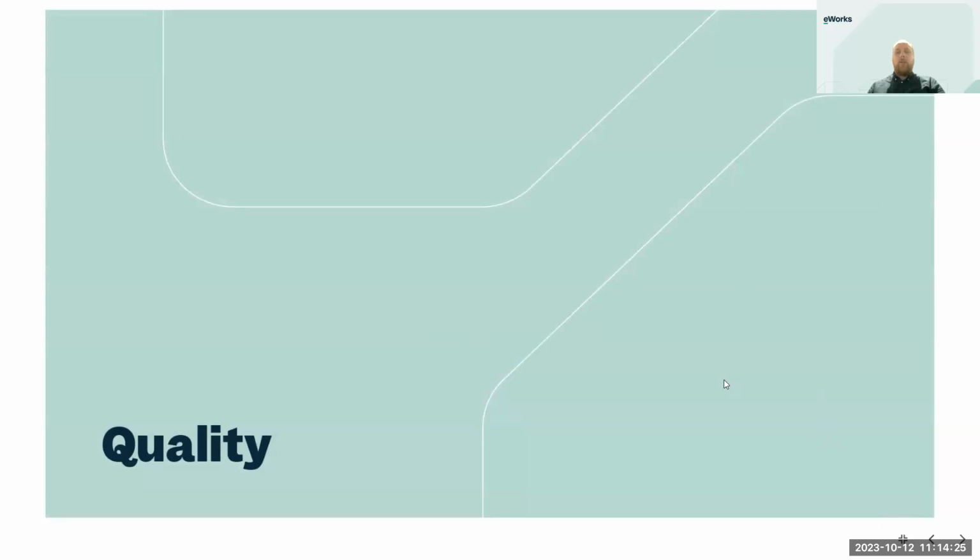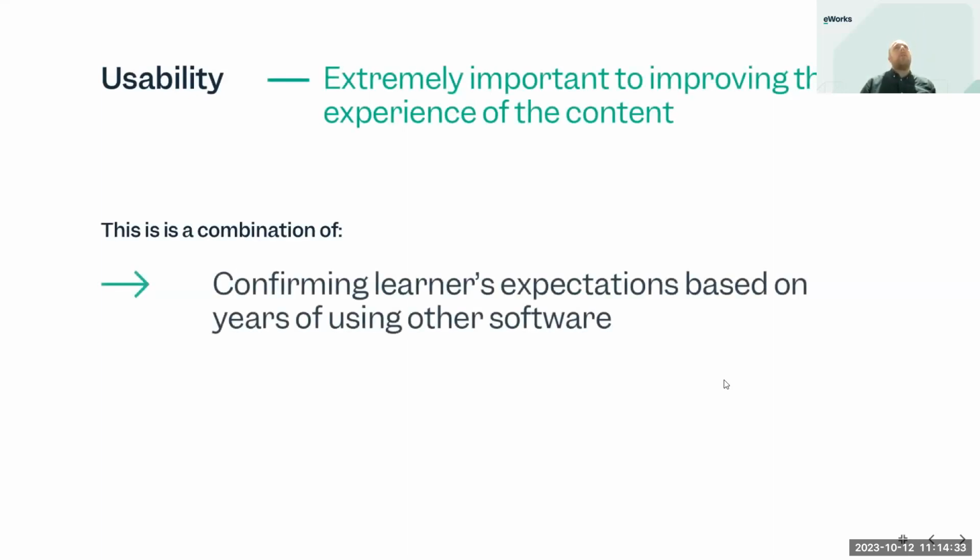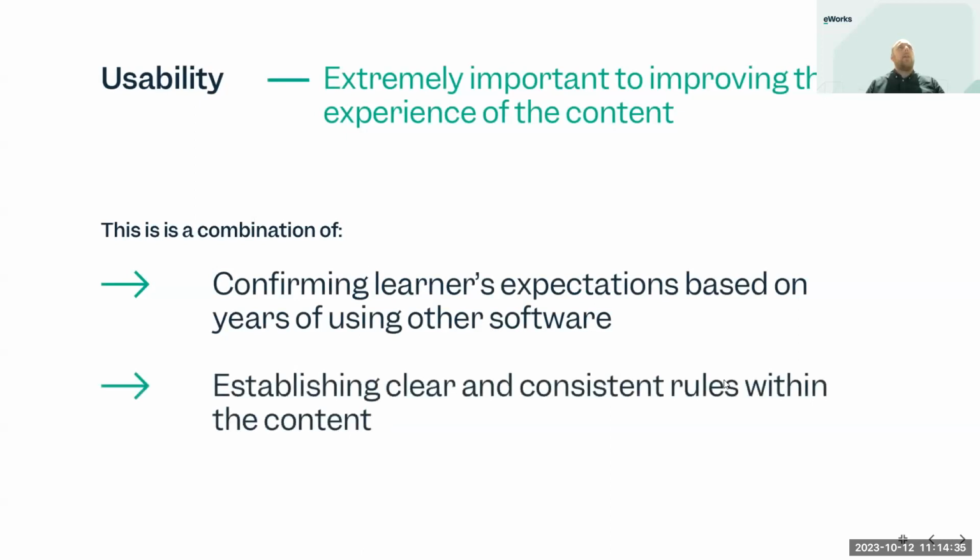So now the next section we're going to be talking about is quality. There's a couple of different areas that we want to talk about in this section. So the first is usability, which is very, very important when you're improving learners' experience with the content. And a couple of people in the opening question mentioned navigation, which is a big part of that. So how do we go about improving usability?